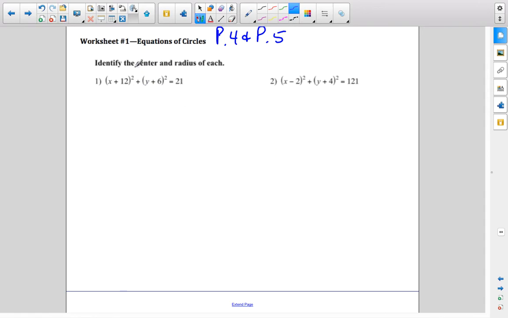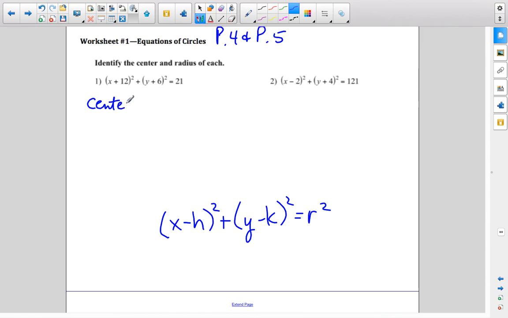These first 10 problems are just identifying the center and the radius. I can do that because I know what that equation is. X minus h squared plus y minus k squared equals my radius squared. Oh, I don't have a perfect square there. Well, that's not going to stop me because I don't have to graph this anyways. So the center is going to be at -12, -6. My radius, which is not 21, but it is the square root of 21. We're going to leave it like that. Okay, we don't need to round these answers.